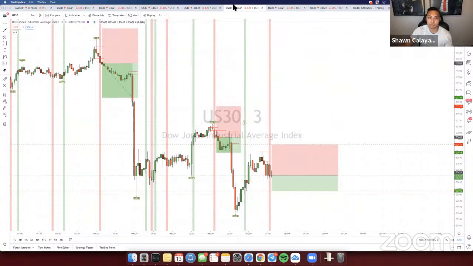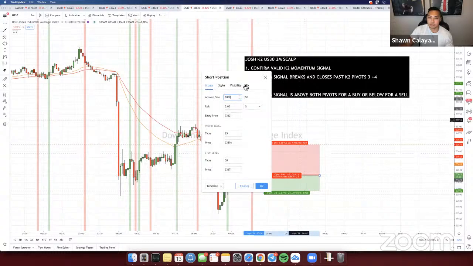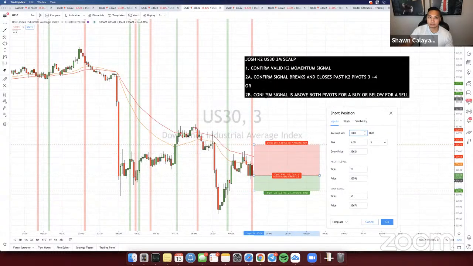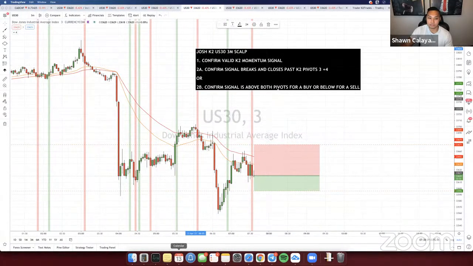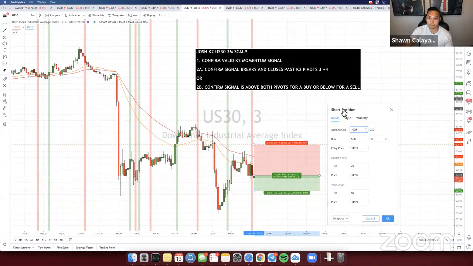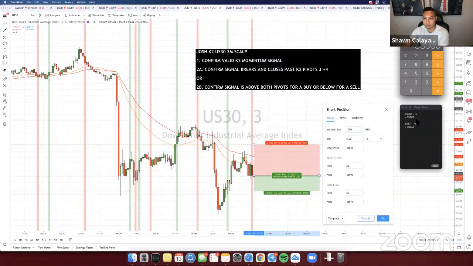All right, cool. Currently in profit. All right, so there are the parameters there for the scalp, and these are the FTMO parameters. So here's the parameters for the normal parameters, and then here's the parameters for FTMO. So the TP is going to be 33,581. Stop loss is going to be 33,656.